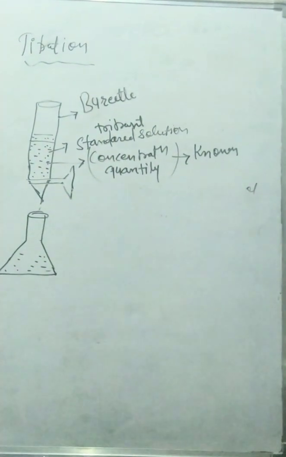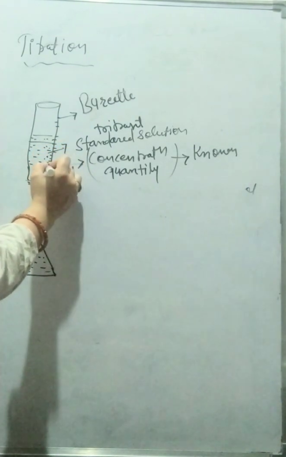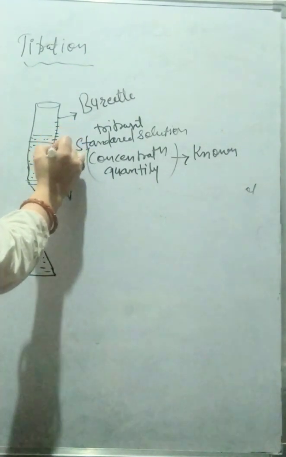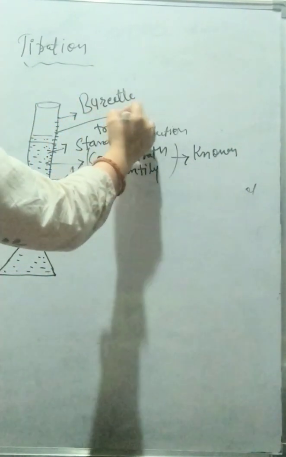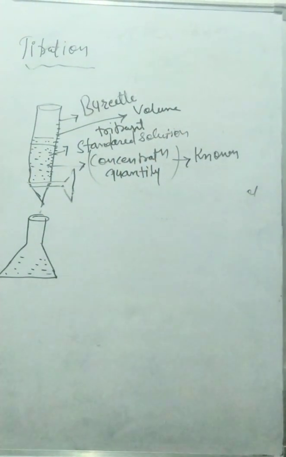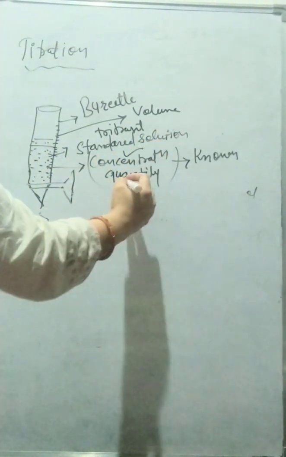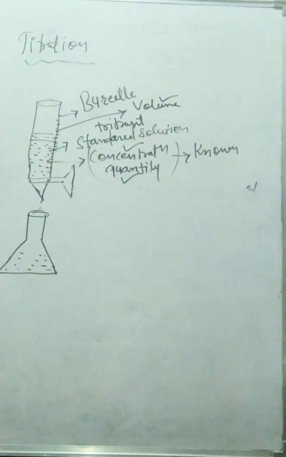Okay, now when we run this solution, here are the readings, and when we run this solution, then we also get the volume. Okay, so now we know the concentration of the solution, quantity of this solution, and the volume of this solution, and this is called titrate, and we can also call this standard solution.